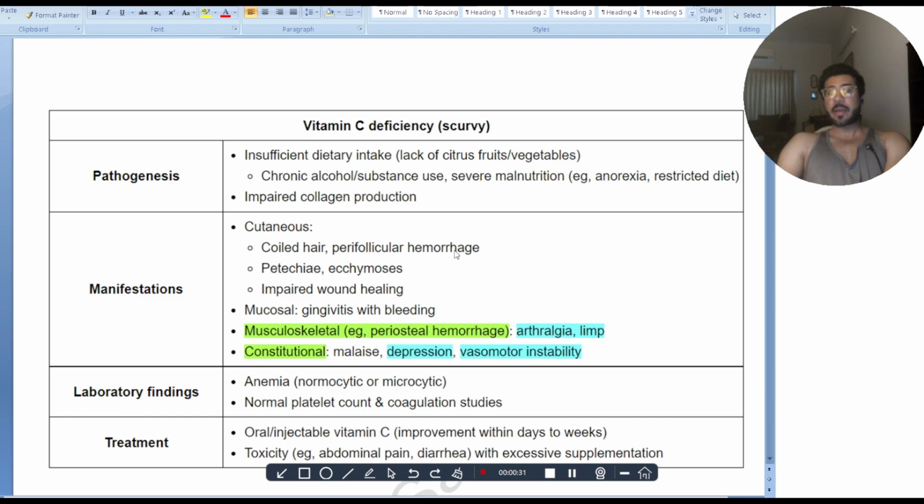Coiled hair, perifollicular hemorrhage. Why do we get coiled hair? We get coiled hair because during the proliferation of keratinocytes, you guys can read it as well, vitamin C is required. So the hair strand that is produced is inadequate, as a result of which its appearance is a little bit different. So perifollicular hemorrhage, as the hair shafts come out of the skin surface due to improper synthesis of the connective tissue and the collagen in the skin, that results in rupture of the blood vessels, resulting in hemorrhage around the follicular area. I'll show you guys these two manifestations.